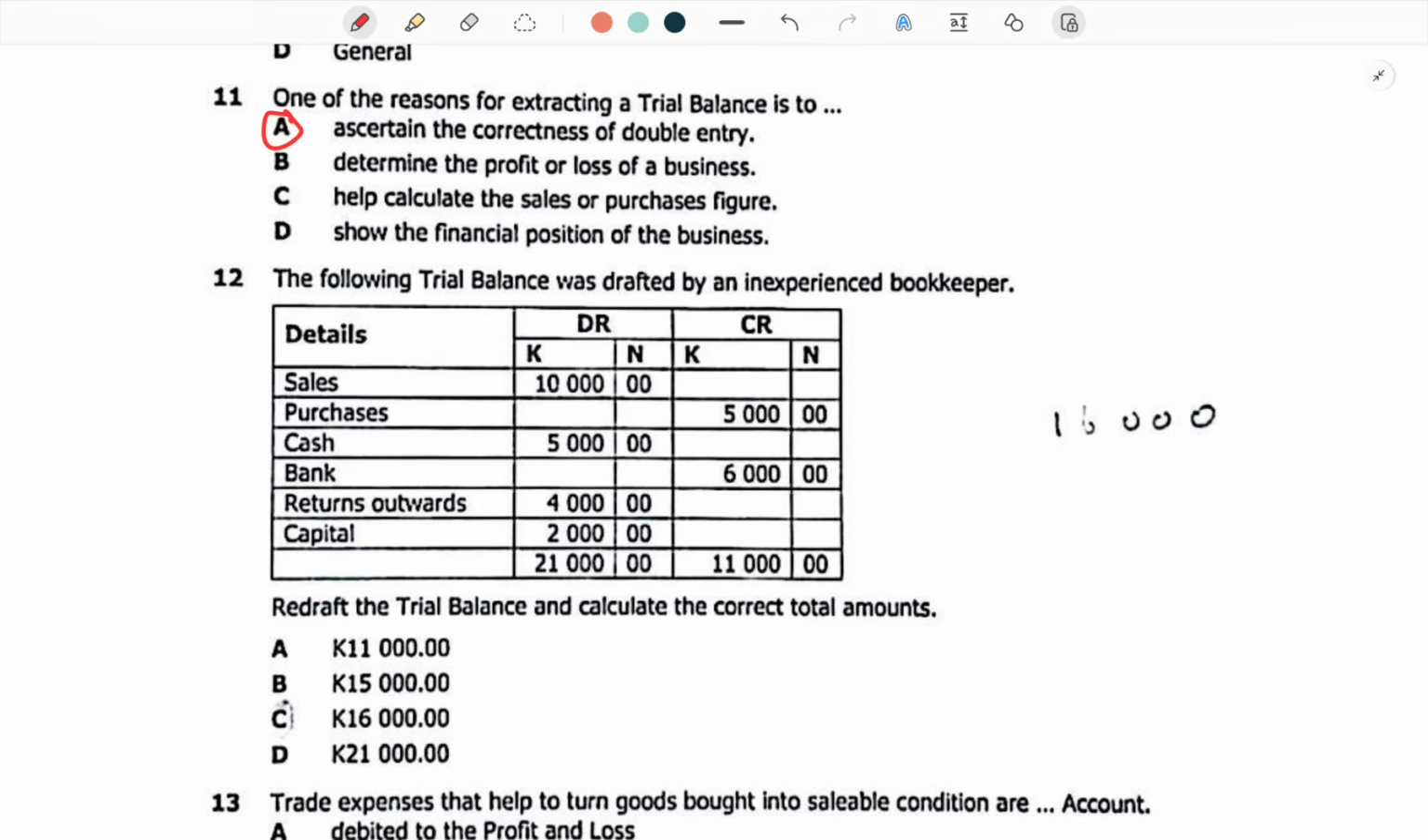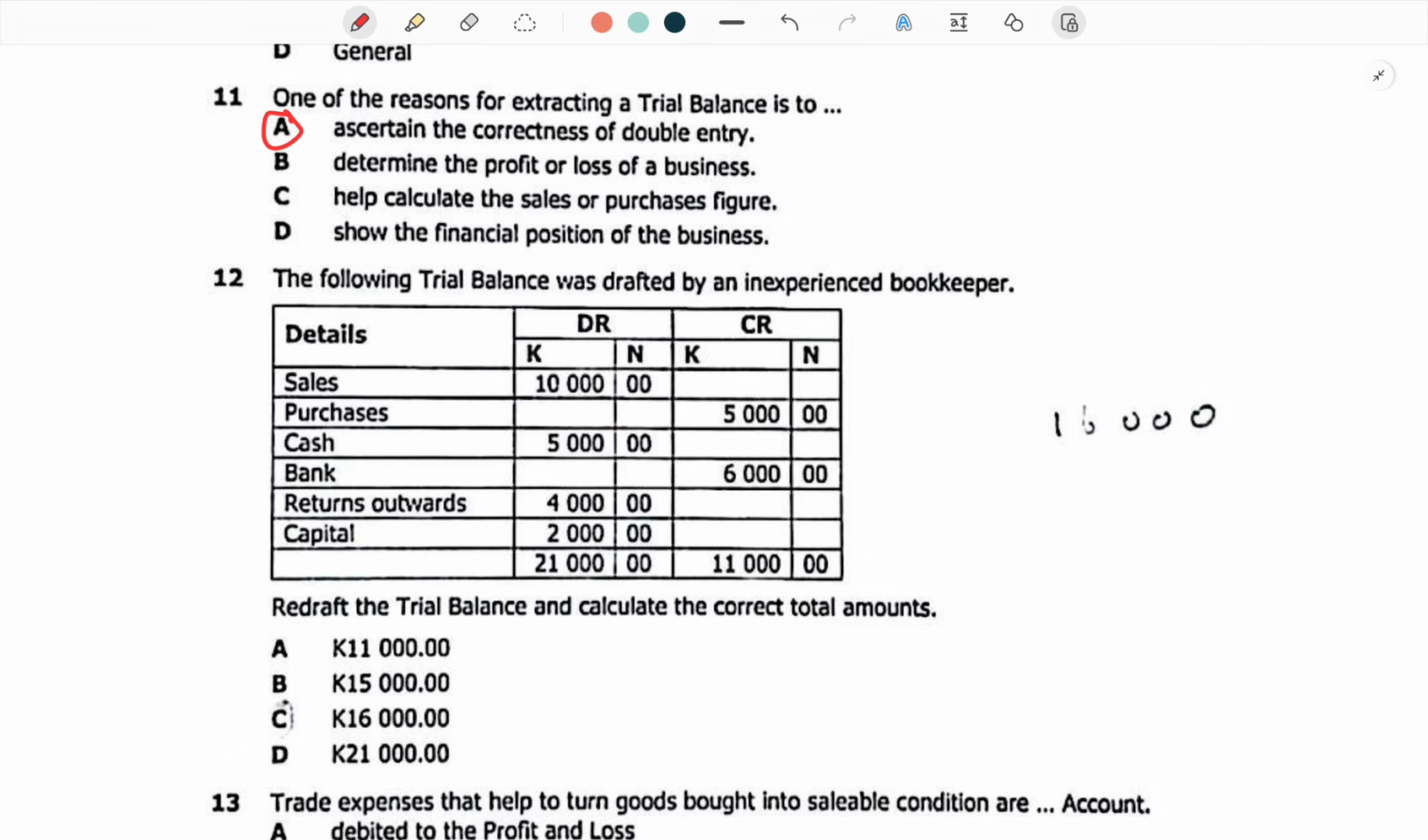Debit the giver, credit the receiver. Let me check which one is the receiver, which one is the giver. Okay, debit the receiver, credit the giver. Please, you must be able to remember these account theories, especially those of you that really want to become accountants. This is very important that you understand.